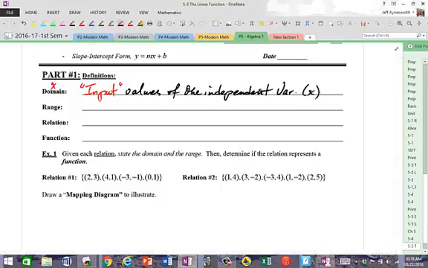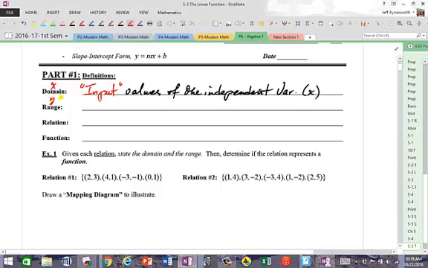The range is a little bit different concept. Typically, it's the y variable in ordered pairs (x, y), if it's y in terms of x. It's the output, what you get out of the function. We're going to call it the output. That's one way to think about it. It's the output values of what's called the dependent variable. Now, if it's y in terms of x, it's the variable y in this case.